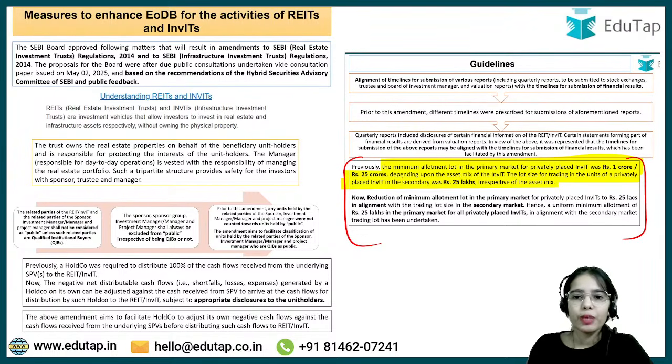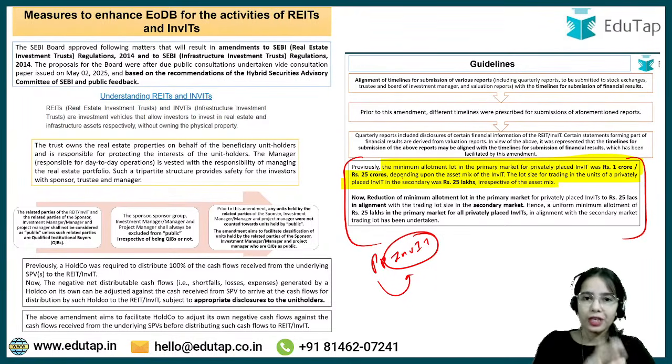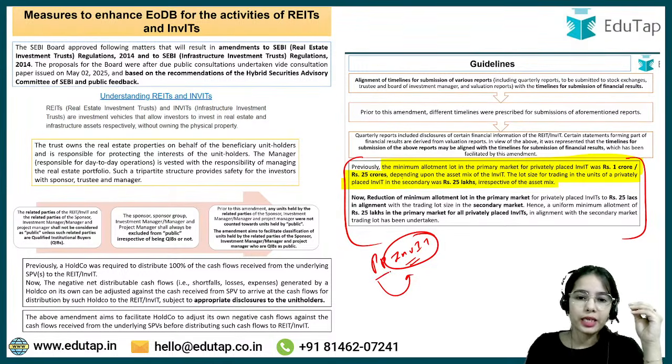Okay, so minimum allotment lot: say there is a private placement of the InvIT happening. Private placement of InvIT basically means that the InvIT is not placed with the general public. InvIT is being privately placed. It is being privately sold to the big investors and such.